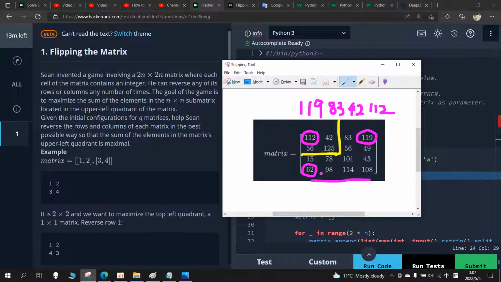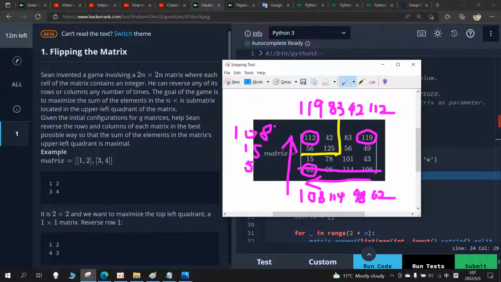Because we can first reverse it to make this the last row 108, and then 114, and then 98, 62 here, right? So forget about this row. It is going to be a new row, and then we again reverse the column. Instead of this column, it's going to be 108, 15, and 56, and 112. So that means instead of this one, these four numbers are going to be placed for the first column. In this case, after we repeat these two processes, 108 would also be a possible value.